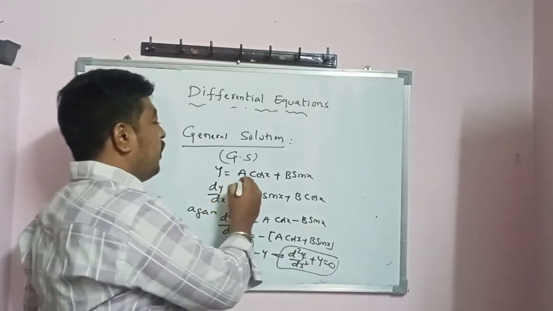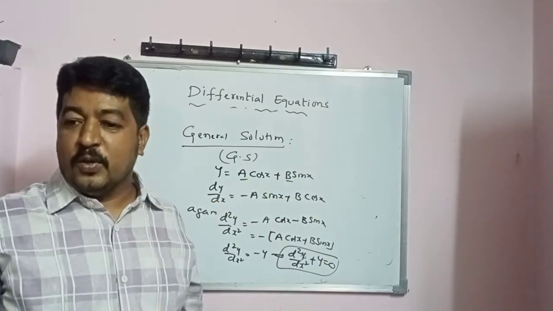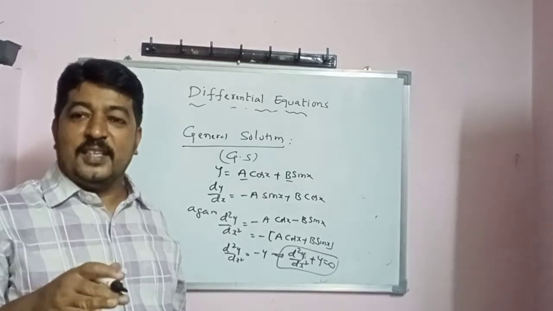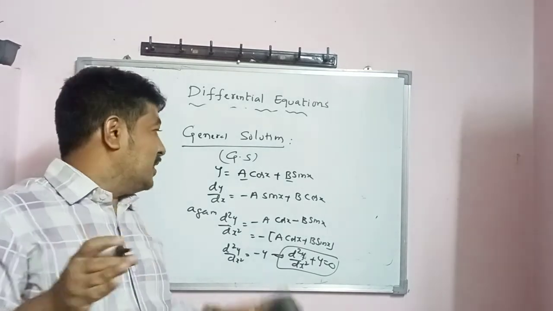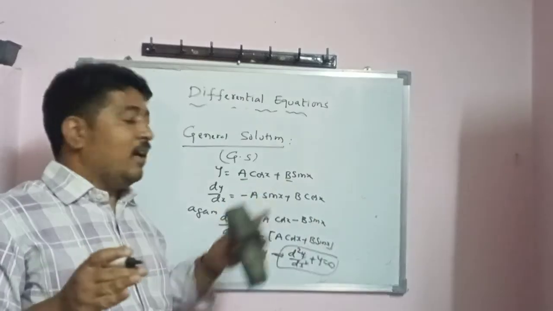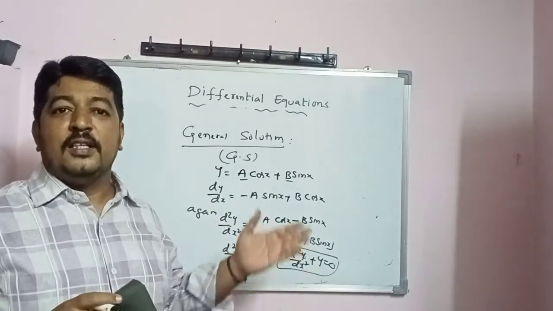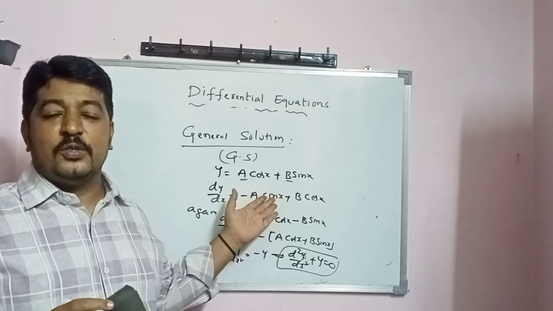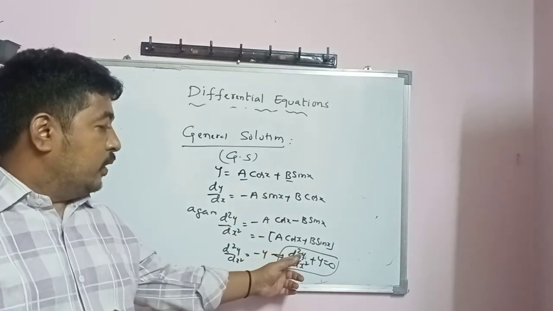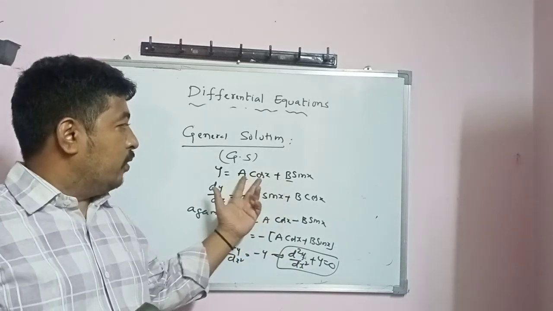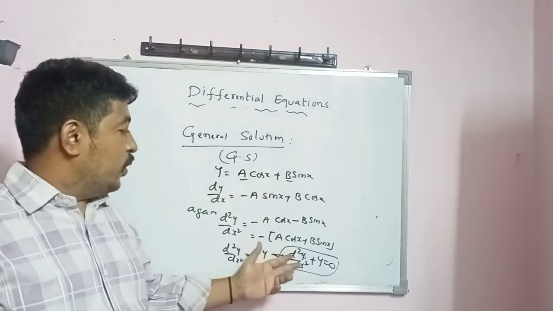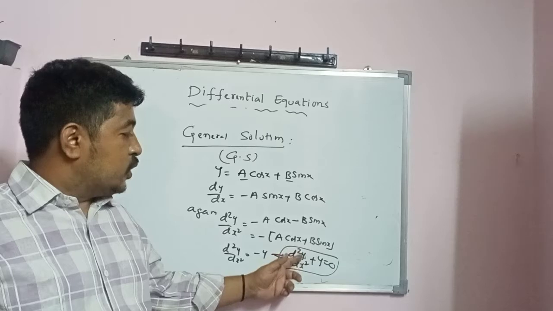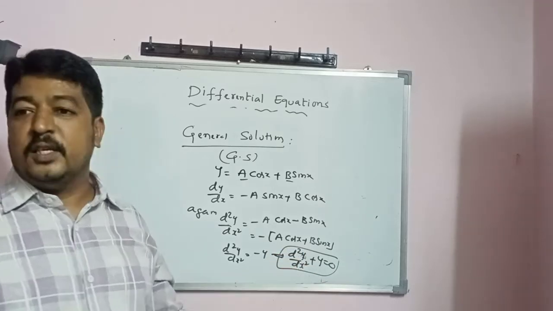So here there are two arbitrary values. What is an arbitrary value? Arbitrary values means here a and b are the two unknown values, and we don't know their values. How many unknown values are here? Two unknown values. Two unknown values means we take the derivative two times: d square y by dx square plus y is equal to 0.